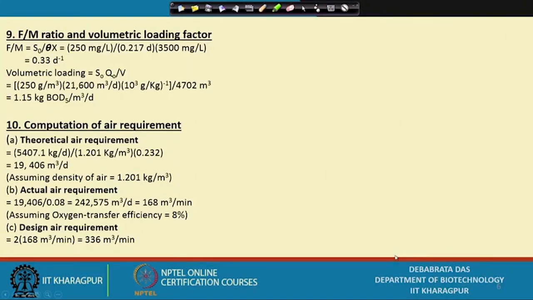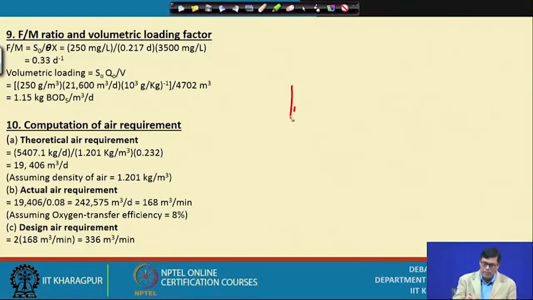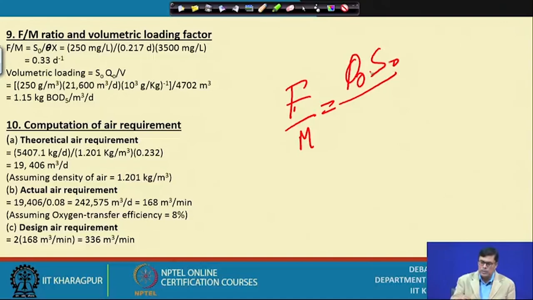Now, the F by M ratio you can also easily calculate. The F by M ratio is the food to microorganism ratio. Total food is Q0 into S0, and the microorganisms present in the reactor are V into X. Since V by Q0 is theta, F by M is S0 by theta X, where theta is the hydraulic retention time. So, you can easily find the F by M ratio. Then the volumetric loading we can calculate as how much BOD is loaded per unit volume per unit time.